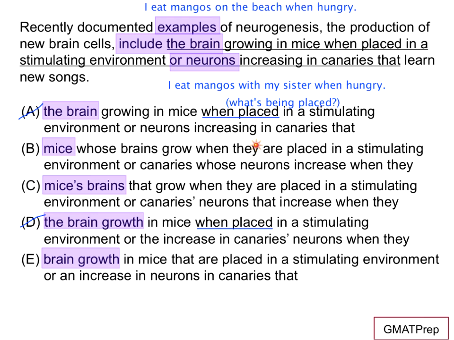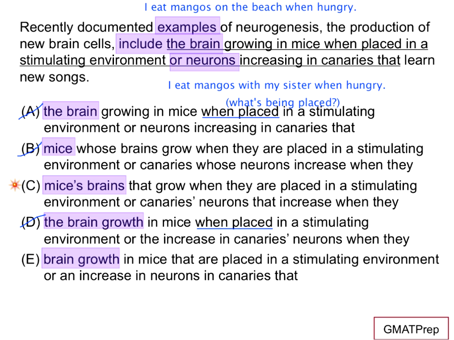So it's a little bit different in B and C because the structure is a little different. So in B, we've got mice whose brains grow when they are placed in a stimulating environment. I would call that ambiguous, because my first thought would be that they're placing the brains in the stimulating environment. And again, I'm feeling really sorry for these mice because I hope that's not what's going on. And then I go, oh, wait, they probably mean the mice. But the fact that I'm even thinking both of those things means that's ambiguous. It's bad. And then let's go down and see when they change it to mice's brains.